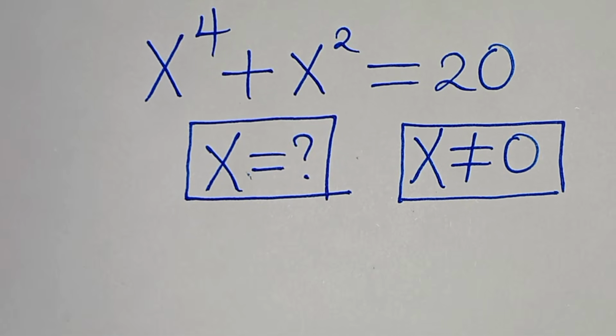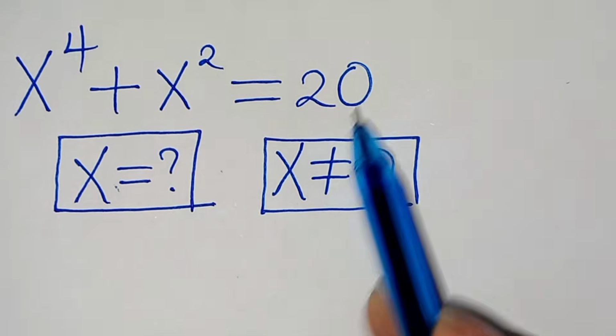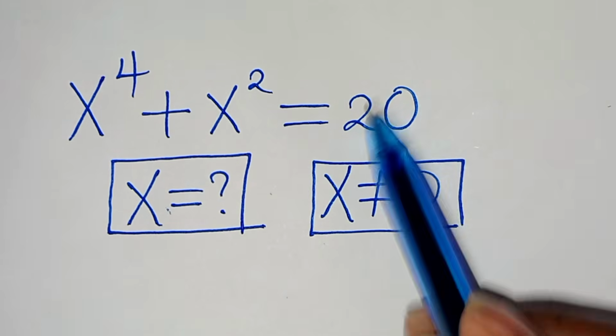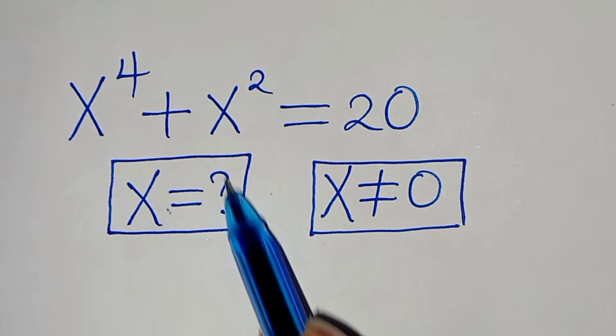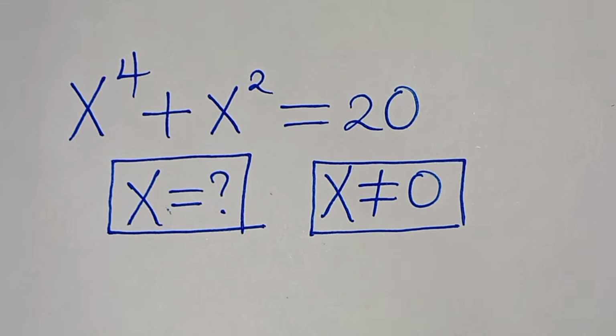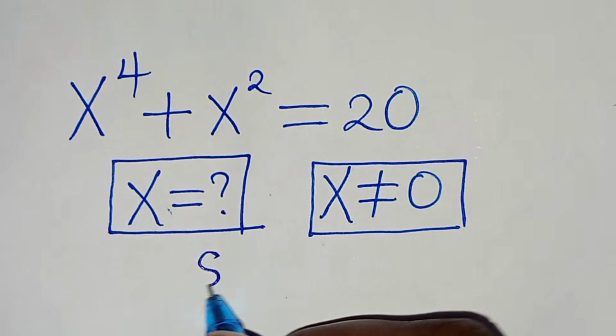Everyone, you're welcome to solve this nice algebra problem, which is x to the power of 4 plus x to the power of 2 equal to 20. So what is the value of x here, given that x is not equal to 0? Now, let's provide a solution from here.